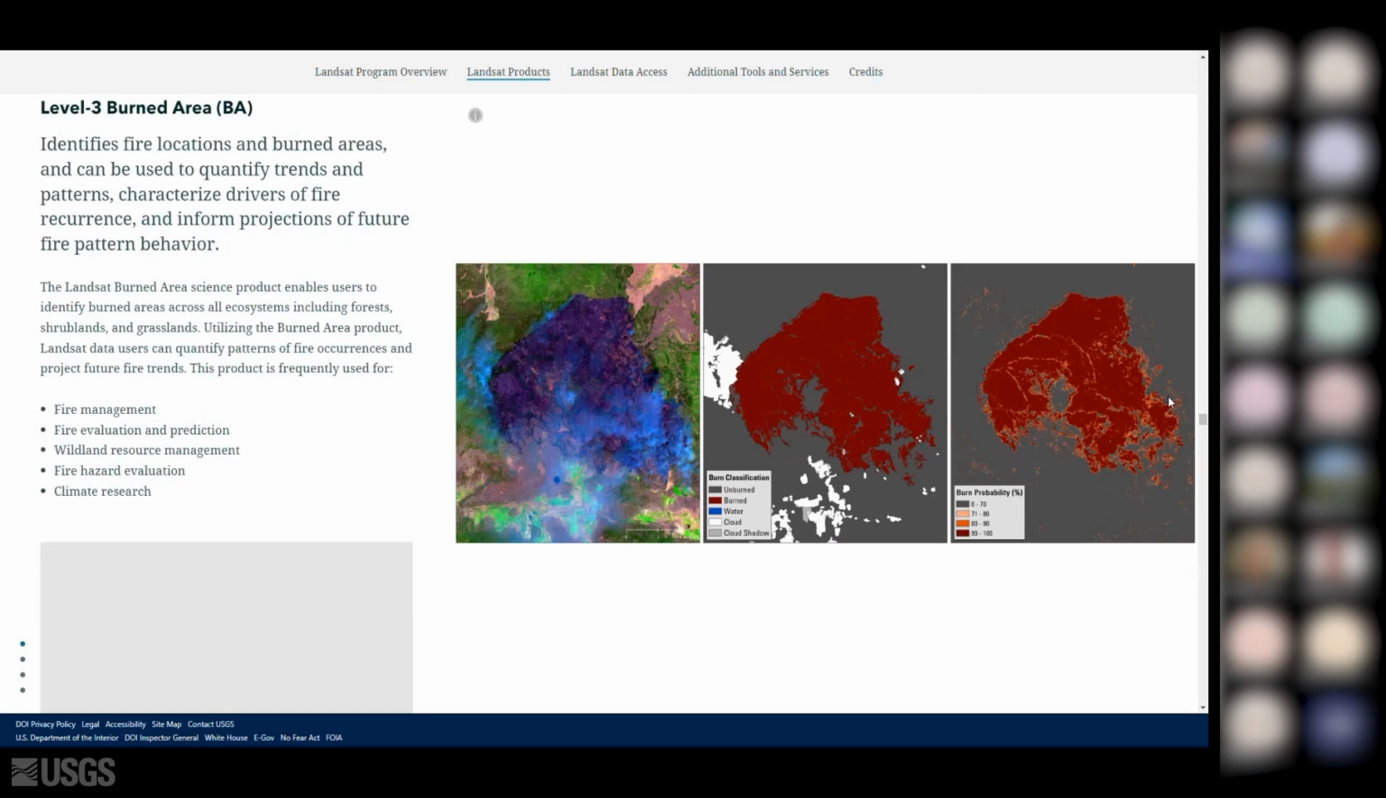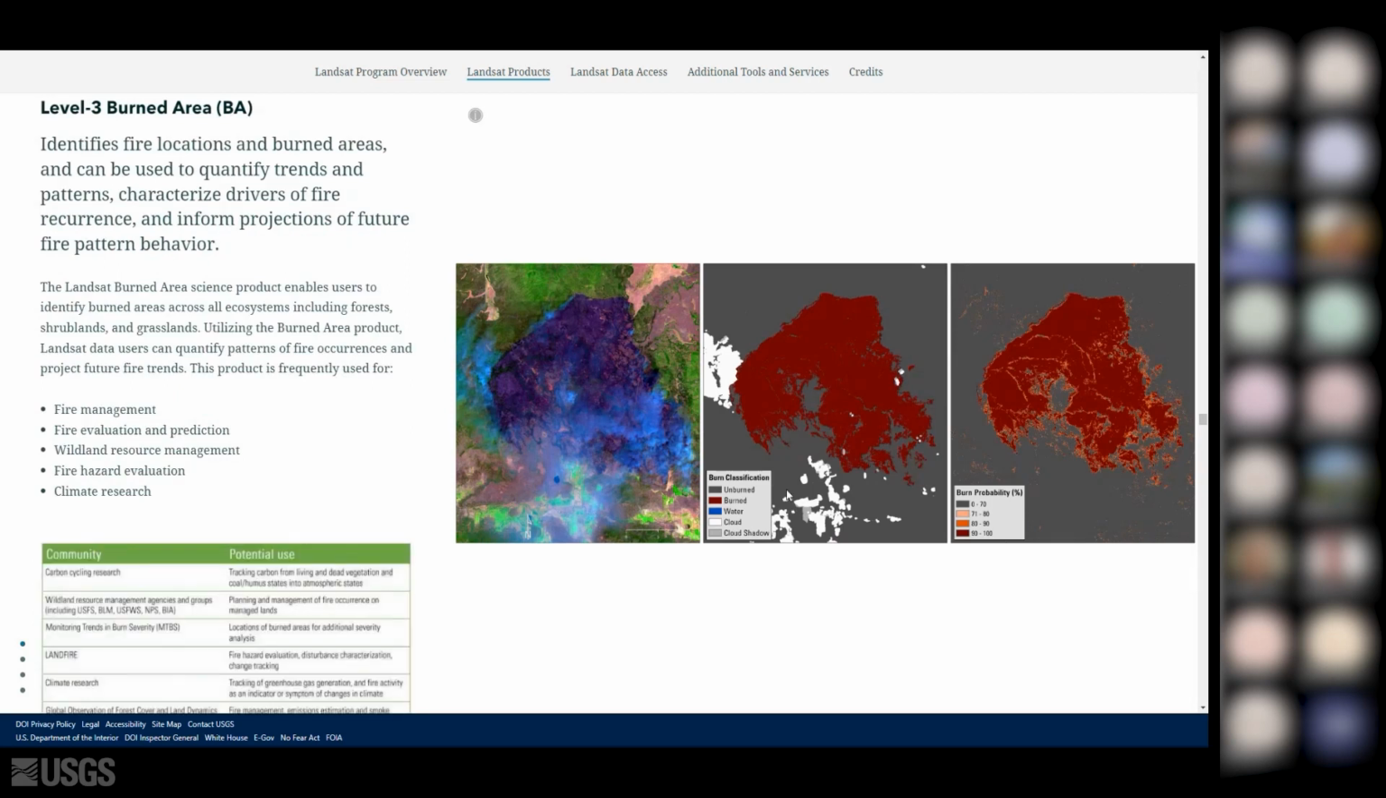Firstly, let's look at our level 3 burned area. Here's an example of two of the bands that this product offers. This is over the Bootleg Fire in Oregon in 2021. On the very left here is our ARD surface reflectance. The middle is the burned area classification. And then on the right is the burn probability band over the same area.